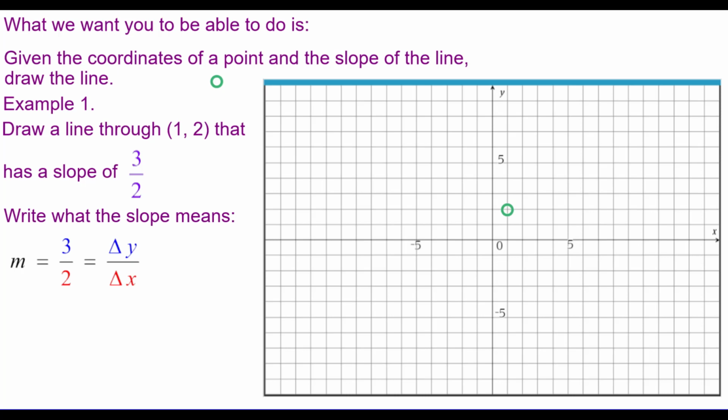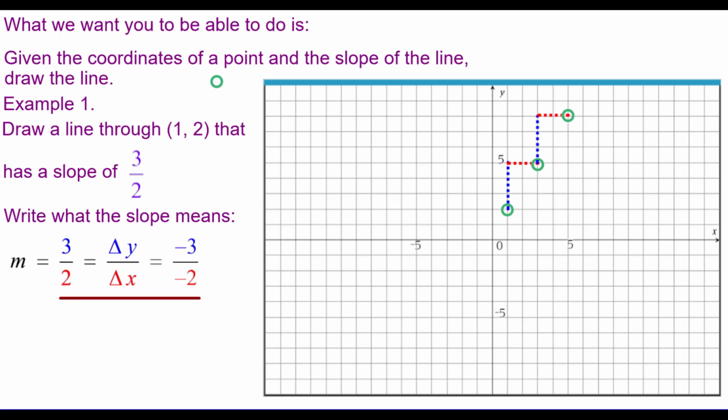And as you recall, slope is the change in y over the change in x, which in this case is 3/2. So the change in y is positive 3, while the change in x is positive 2. Which means from this given point we go up 3 and to the right 2 and plot a point. And do that again from that point, change in y up 3, change in x right 2, and plot another point.